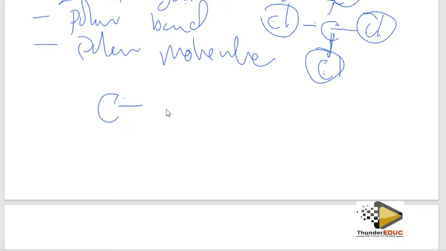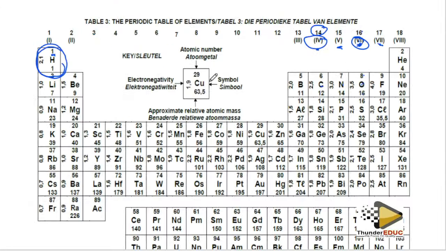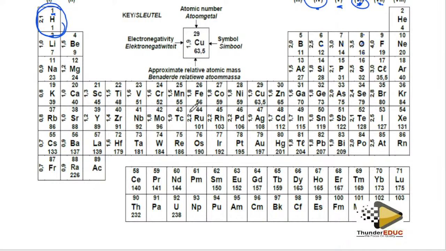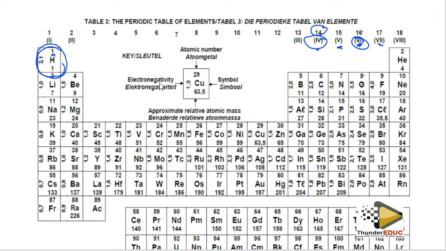For example, I gave you chloride, so they are supposed to be shared equally. But because now this one has a higher electronegativity, let me show you. How do I get this figure? You check on the periodic table. Here they say that this is electronegativity. If you look at chlorine, the electronegativity of chlorine is 3. The electronegativity of carbon is 2.5.